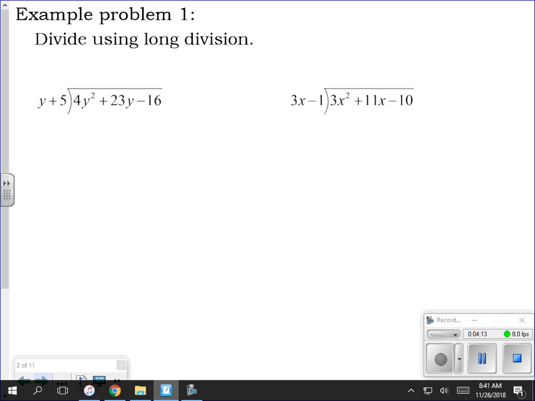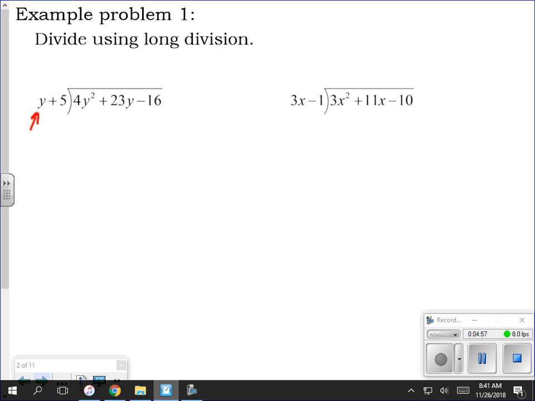Okay. So when you're doing your long division, I am concerned with how many times the y goes into each term. The 5 is along for the ride. The 5 has no point in my decision making. How many times does y go into 4y squared? I don't give a hoot about the 5 when I'm making my decision. It's just along for the ride afterwards. So the first thing I do is ask how many times does y go into 4y squared? What times y gives me 4y squared?